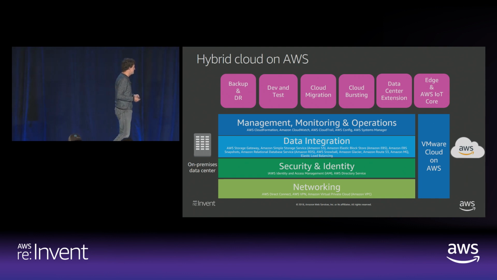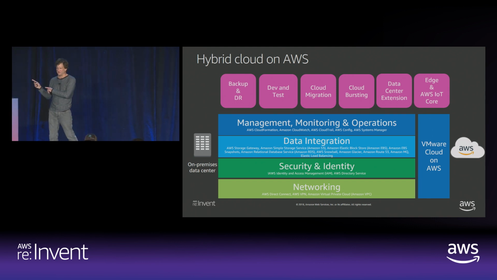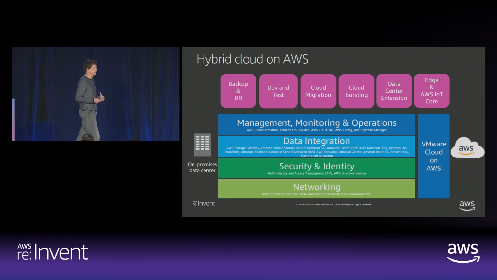And security identity management. So you need to do SSO, you need to do IAM, you need directory services. We're not going to talk about data integration today because we don't have a lot of time. But obviously, you're going to have to move data into the cloud, and there's some services up from AWS that allow you to do that. And then management and monitoring.